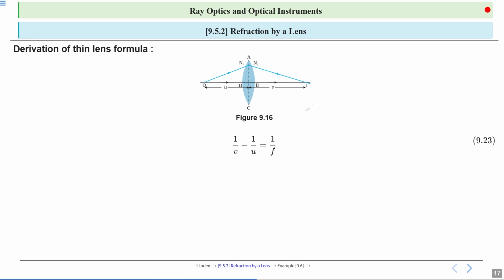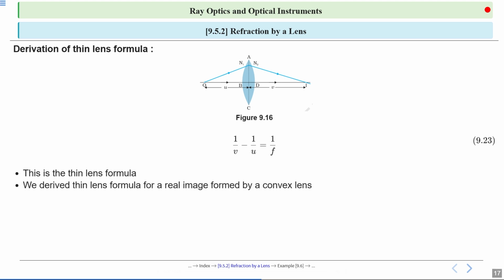So this is the thin lens formula: 1/v minus 1/u equals 1/f. This is somewhat similar to the mirror formula. Only in the mirror formula there is a positive sign here, but in the thin lens formula there is a negative sign. That is the only difference. Otherwise it is similar to the mirror formula.